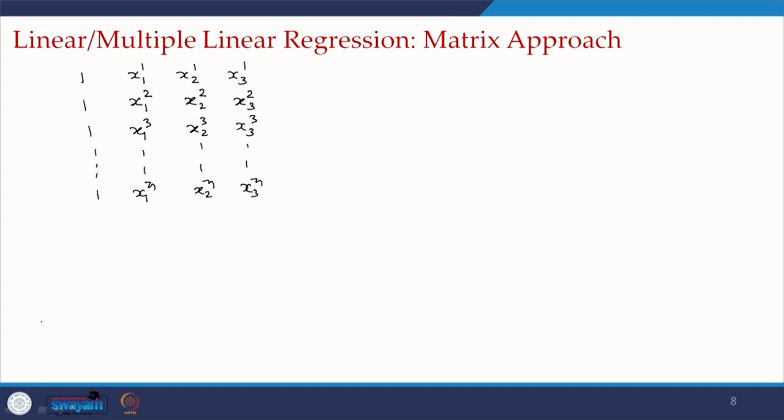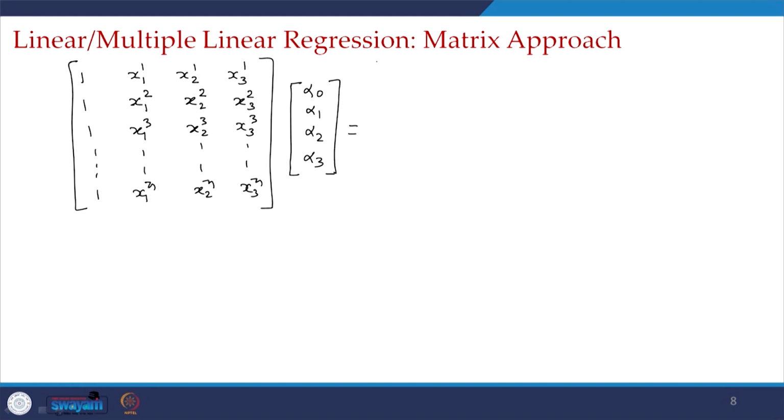So, this data is given to me because this is from the given table of the data. Now, I will write my column of unknown variables alpha 0, alpha 1, alpha 2, alpha 3, and this equals the dependent variable column y 1, y 2 up to y n.